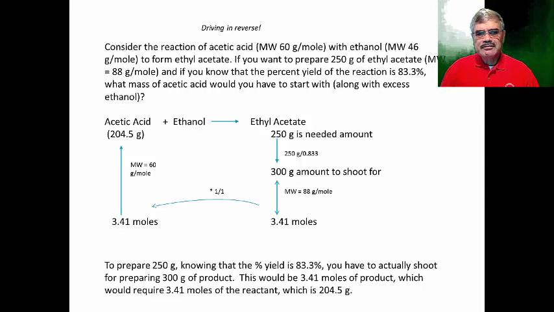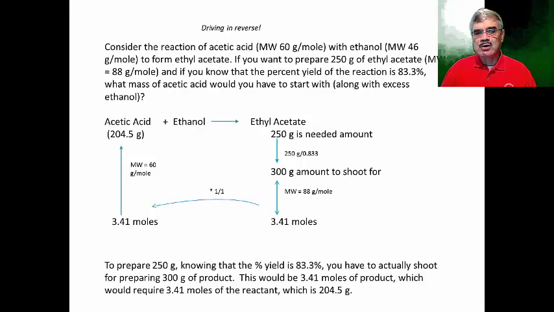Okay, let's consider another type of stoichiometric problem. In this problem, we're told by our boss, maybe we're our own boss, who knows, maybe we're successful as a chemist, but we're told that we want to prepare a certain amount of product. We want to prepare 250 grams of ethyl acetate. This is a reaction of acetic acid plus ethanol to form ethyl acetate. Don't worry about what these are, they're just reactants and products. But we want to form 250 grams of ethyl acetate.